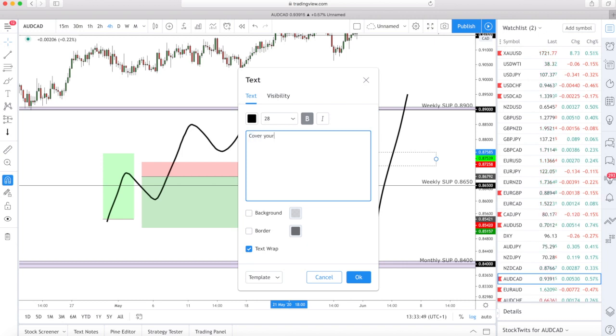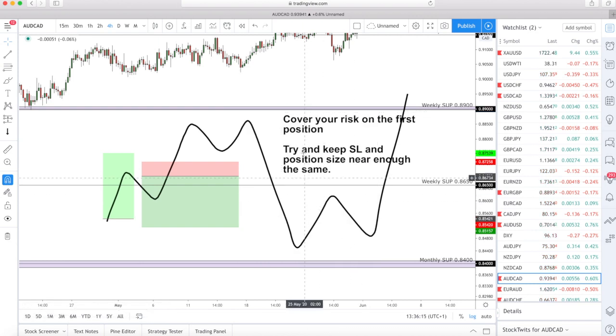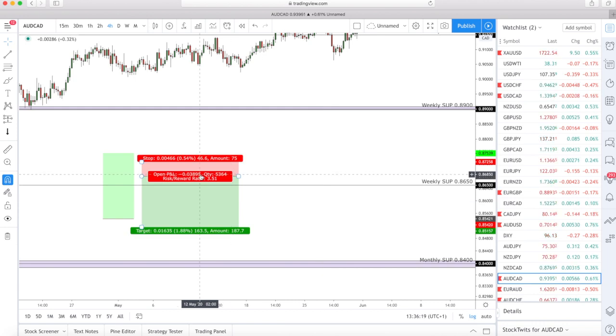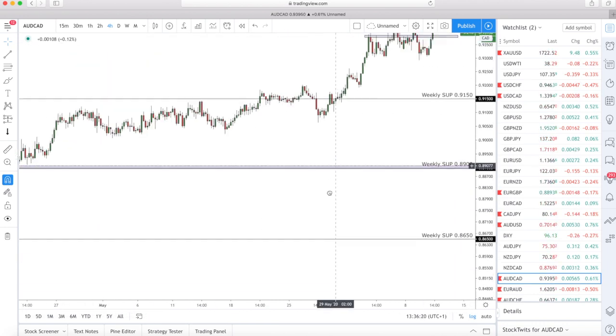Cover your risk on the first position, else you're going to be doubling your risk. Also try and keep stop loss and position size near enough the same, and that's all you really need to know, to be honest. So let's go to a chart now and run through this so you fully understand it.